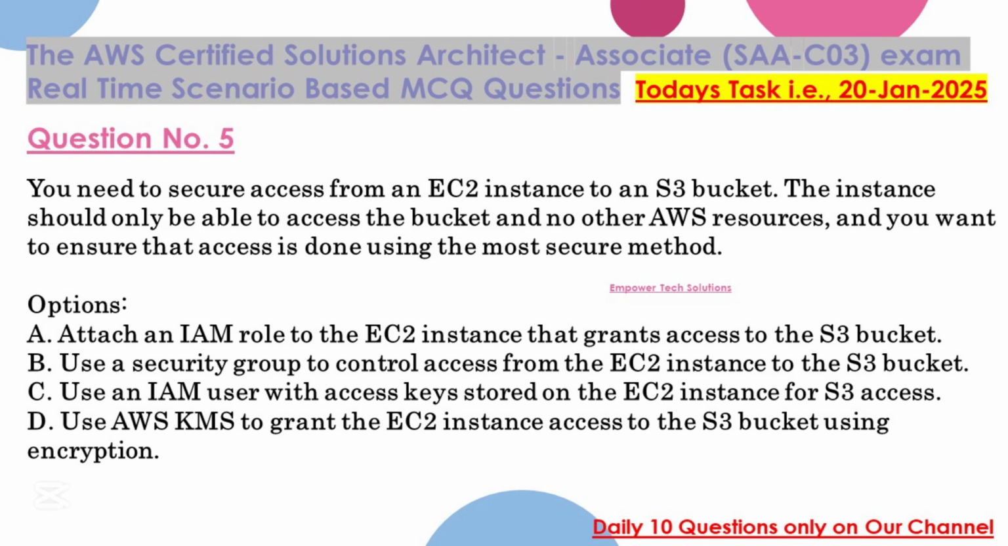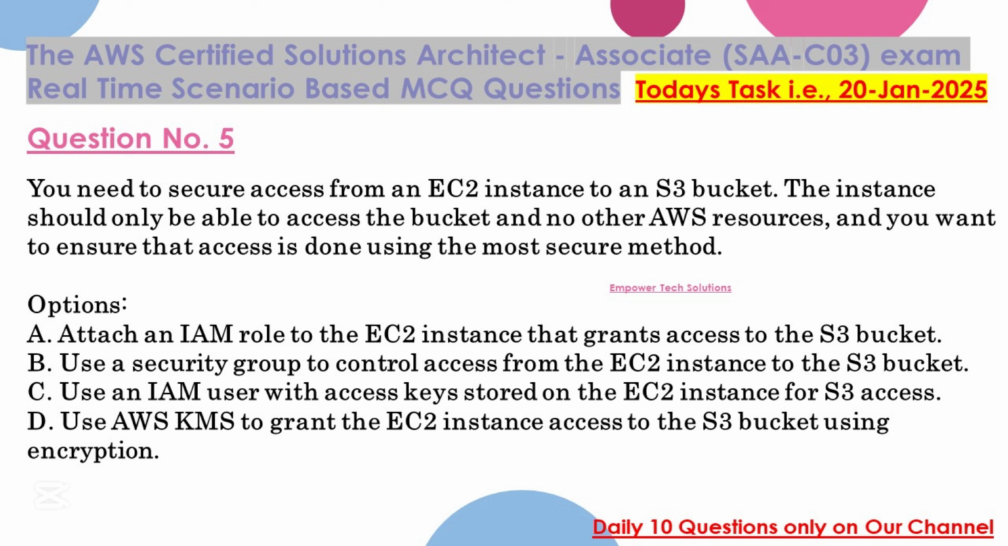You need to secure access from an EC2 instance to an S3 bucket. The instance should only be able to access the bucket and no other AWS resources, and you want to ensure that access is done using the most secure method.